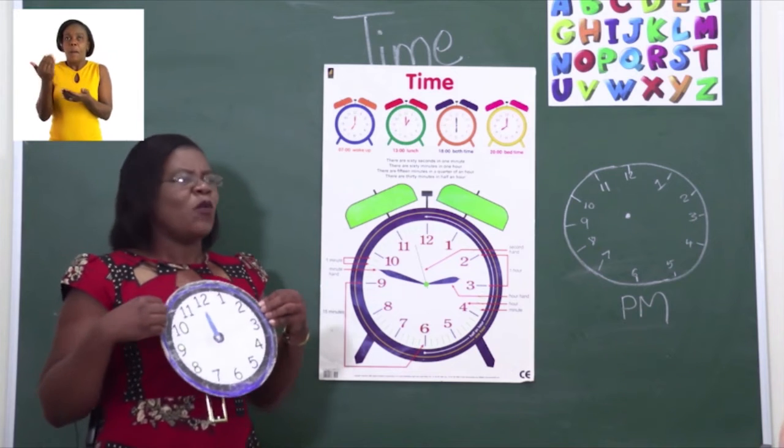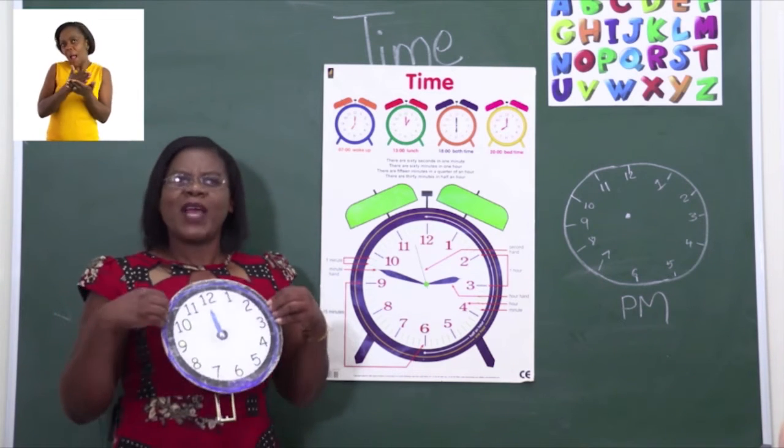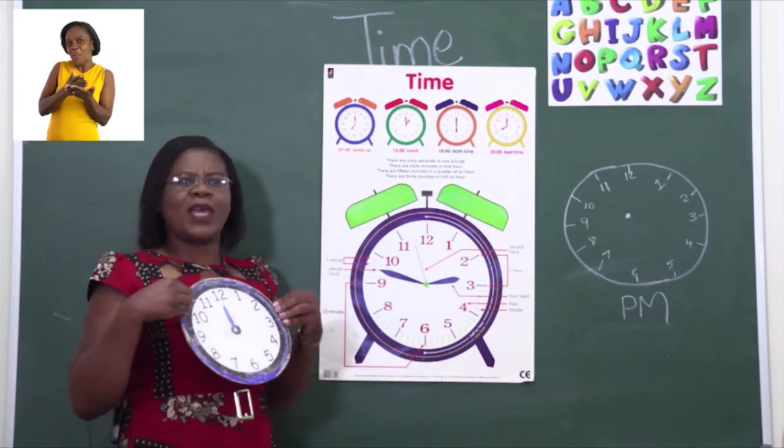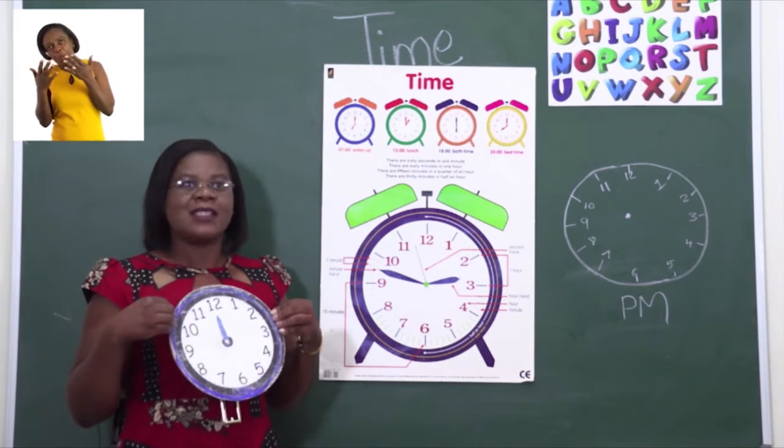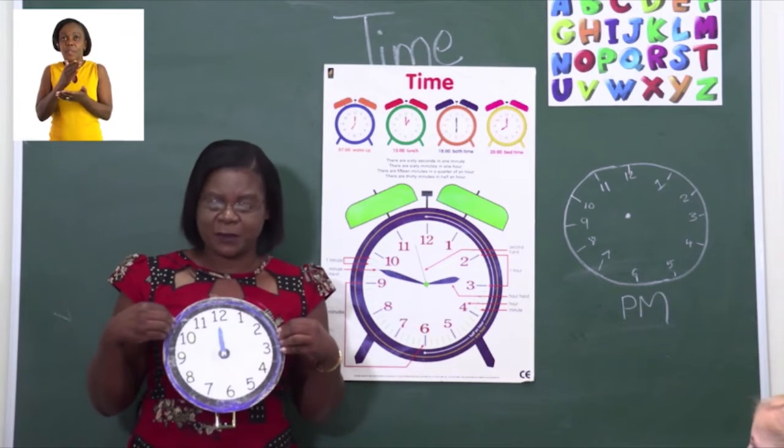Half past. We are late. It's 7:30. We are late. It's 1:30. We have to go to bed. We have to bath. You don't know what is half past? So, what is now half past?